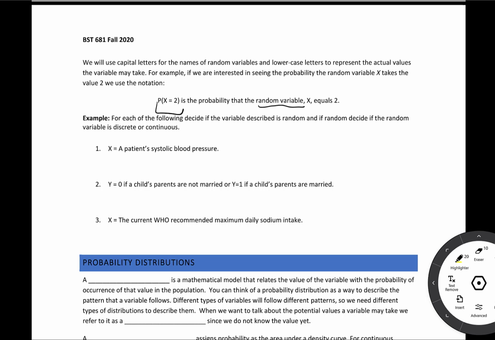All right, for number one, we're going to say that X is equal to a patient's systolic blood pressure. Now, prior to taking that measurement, there's no way for me to know what that patient's systolic blood pressure is going to be. So this is random, and it is continuous.